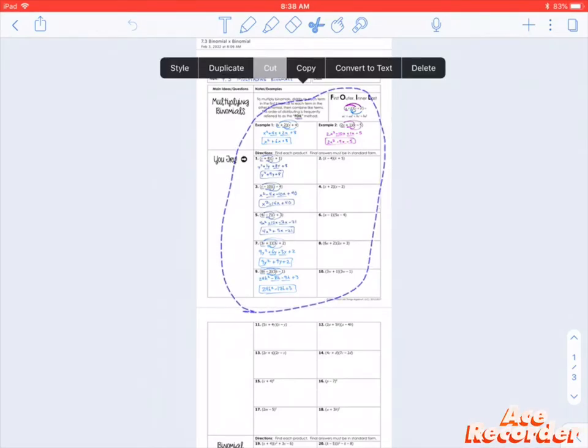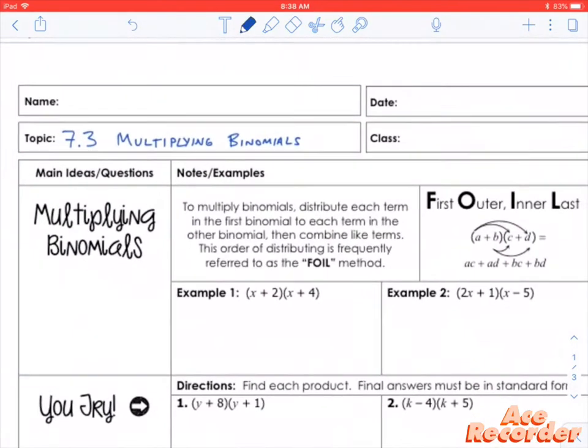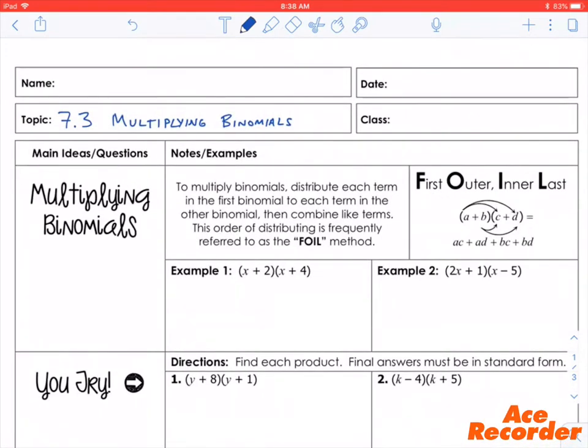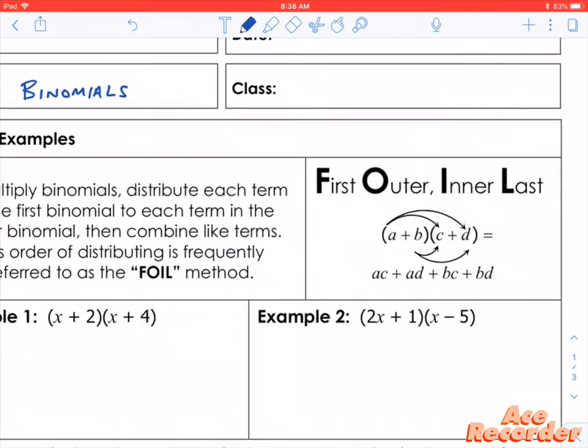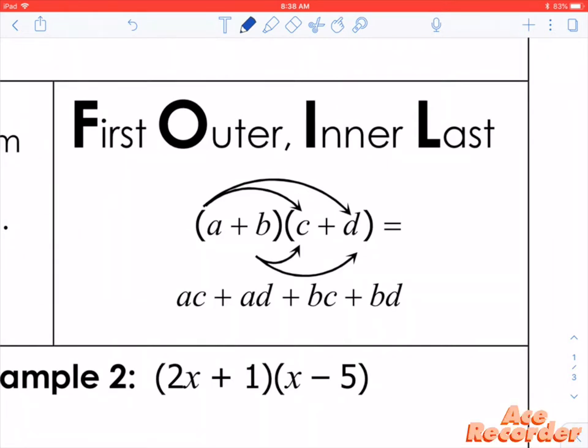So basically what we're doing today is still multiplying, but we're multiplying a binomial times a binomial. Sometimes that consists of what's called the FOIL method. FOIL just means first times first, outside times outside, inside times inside, last times last. So what that looks like is first times first, A times C, outside times outside, the two outside numbers, then inside times inside, the two inside numbers, and then last times last. So that's one way to do it.